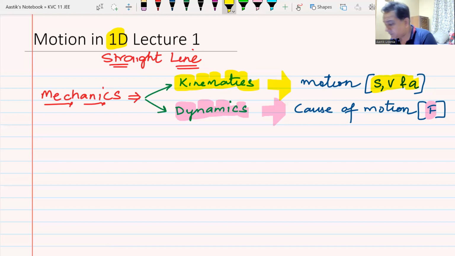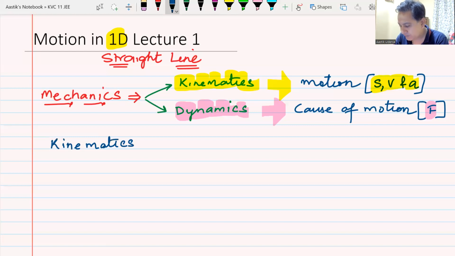Okay. Now, let us concentrate on the branch of kinematics, because dynamics is all related with force, which is going to come after some time. In kinematics, we are going to study the motion of the particle. Don't write the definition of everything, just see what we are going to do.